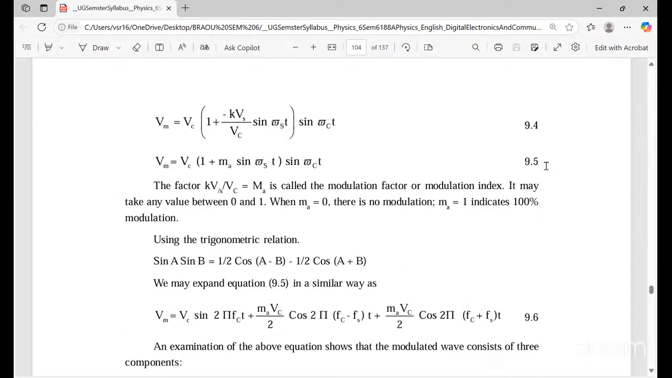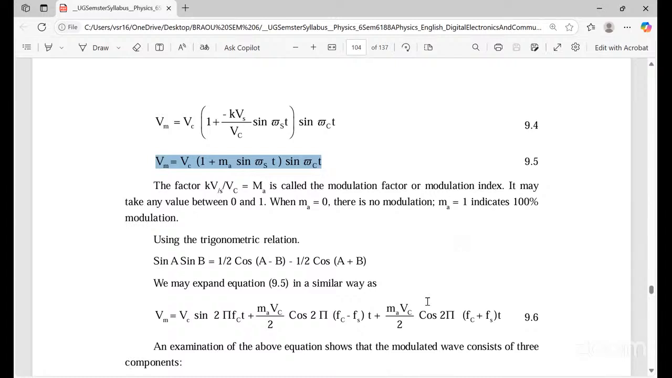So 9.4. By simplifying it, you can get the 9.5 equation. This is the equation. Okay. So where K of Vs by V of C is nothing but M of A, which is the modulating factor or modulation index. At what rate the signal is going to be modulated here? Getting my point?